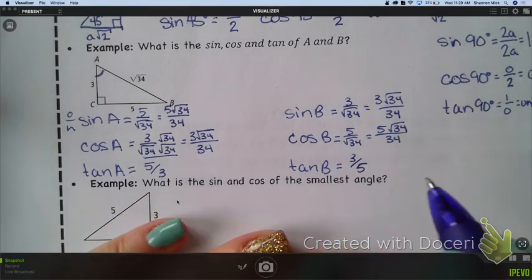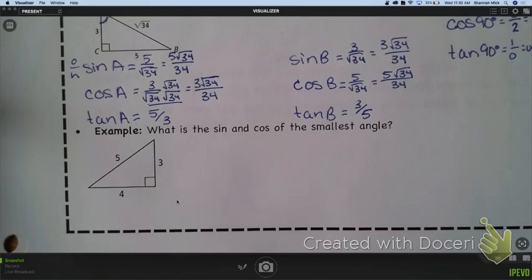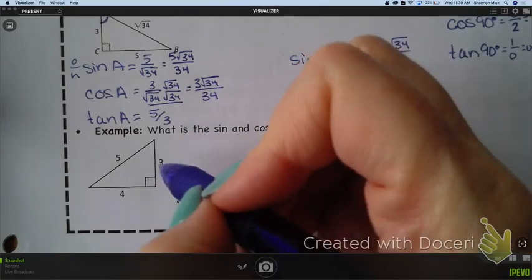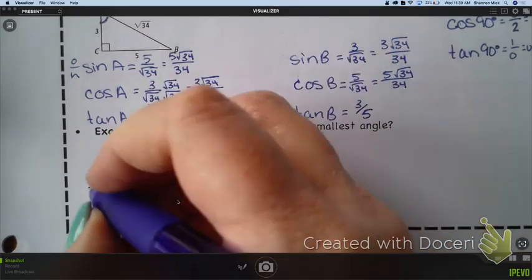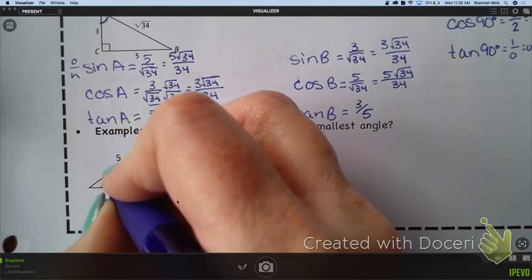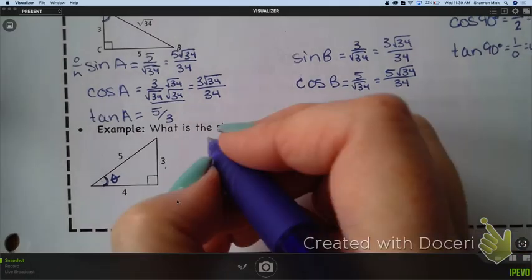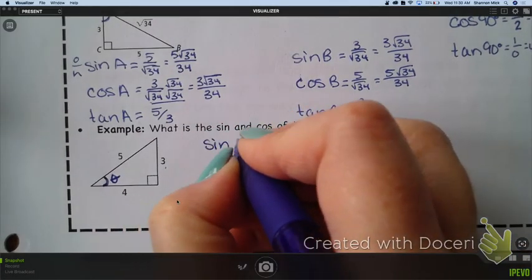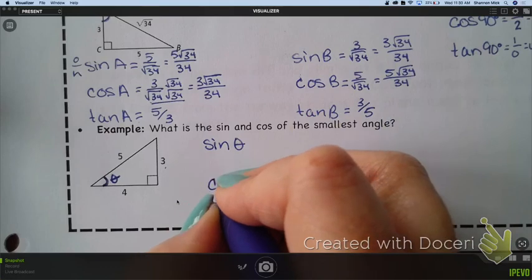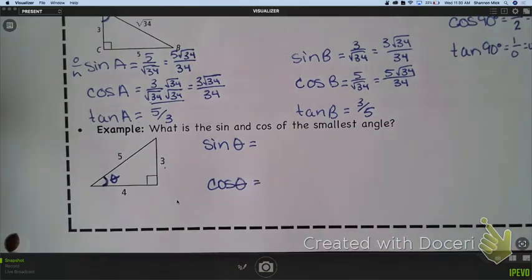Okay, last one. What is the sine and cosine of the smallest angle? How do I know the smallest angle? Sides. It's the smallest side, right? So 3. So down here is my smallest angle, isn't it? Yep. And we're just going to call that angle theta. So we have the sine of theta and the cosine of theta. Do those all on your own. I think you got it.